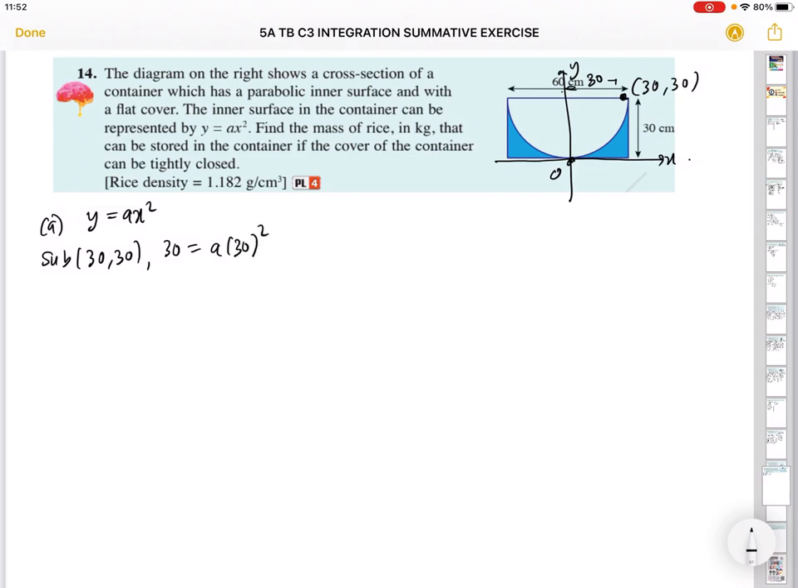Alright, so you want to find the mass of the rice in kgs that can be stored. They give us the rice density. So that means we need to find the volume. Remember, density is mass over volume. We have to find volume first. And we need to rotate 360 degrees because the volume that we have is over here, right? We should integrate from 0 to 30 here. So we need to make x squared the subject. So it's 30y. My volume will be the integration of 30y dy.